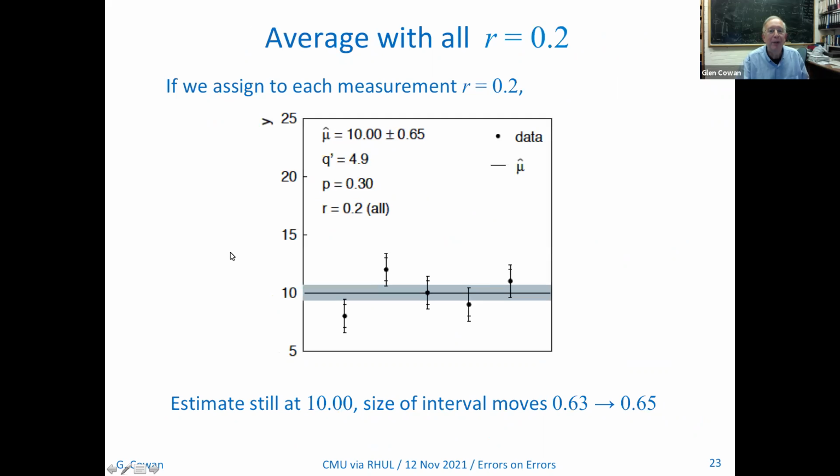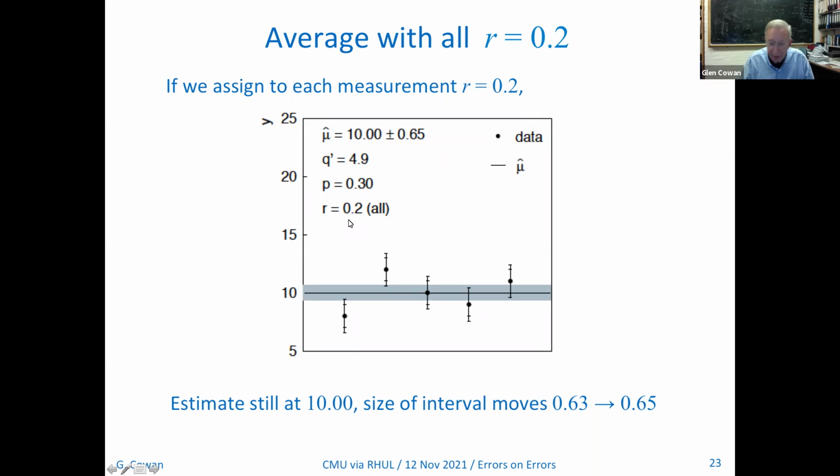Now, let me suppose that I assign a 20% value for this little r parameter democratically to all 5 measurements. And I suppose that they're in the configuration as they were before, 8, 9, 10, 11, 12. All right, so the average comes out to be 10. The width of the confidence interval goes up a little bit. It was 0.63, and now it goes up to 0.65. Okay, so obviously I've included a new element of uncertainty, but it doesn't change things very much.